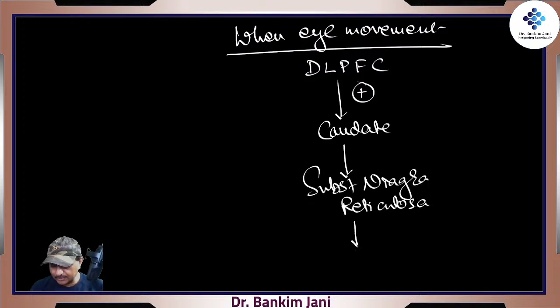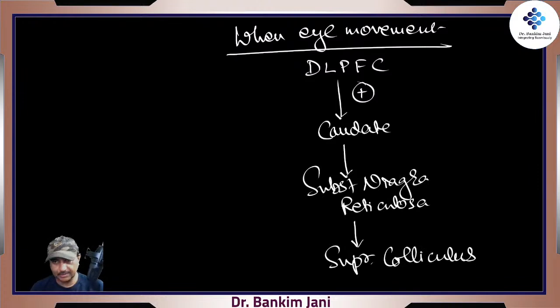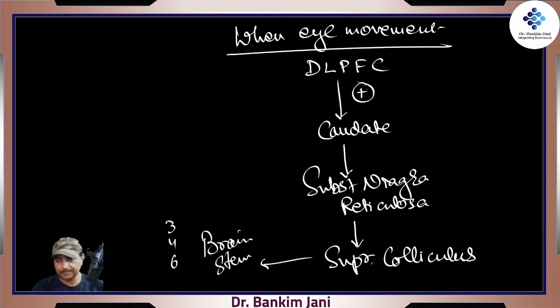This substantia nigra reticulata will be talking to the superior colliculus, right? And then that superior colliculus will be talking to the brainstem. Basal ganglia, brainstem. And from the brainstem, we saw this 3, 4, 6, and it continues, right?